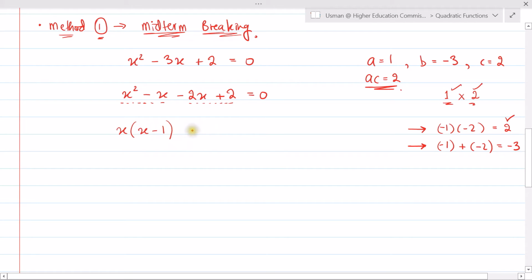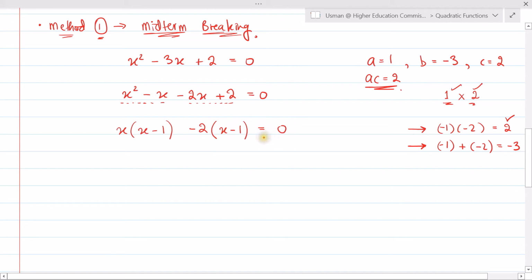A common factor between the second two terms will only be minus 2. You cannot skip the minus sign. It has to stay with the 2 outside the bracket, so you cannot change the signs. In this bracket, we are also going to have x minus 1, and then we have equal to 0.